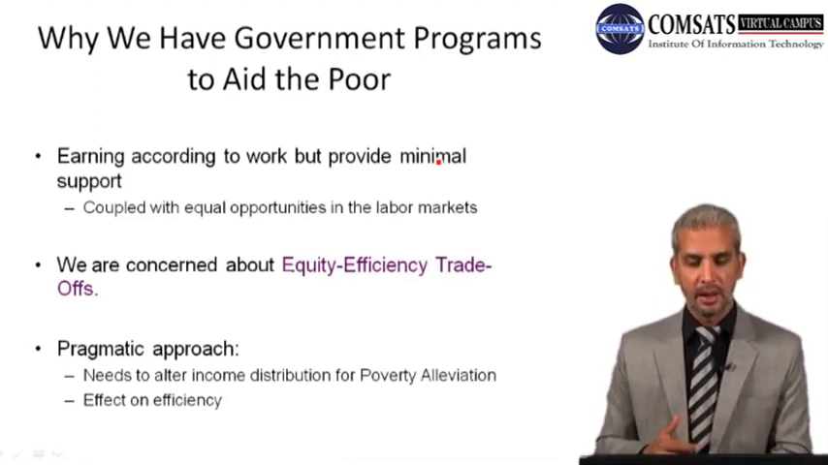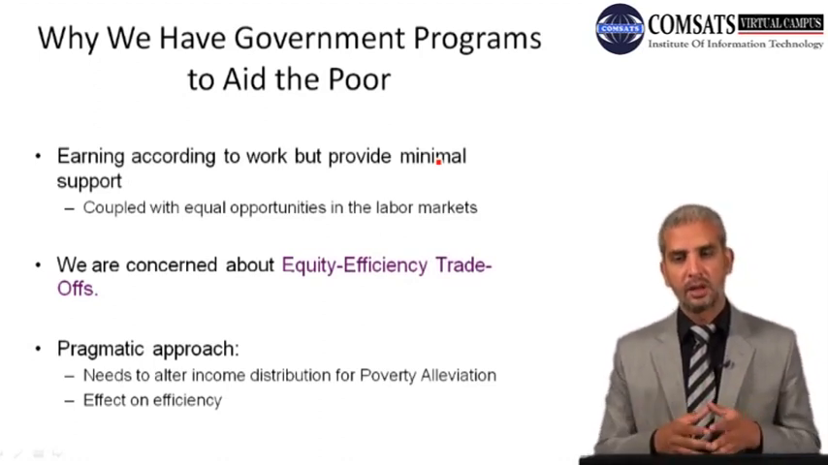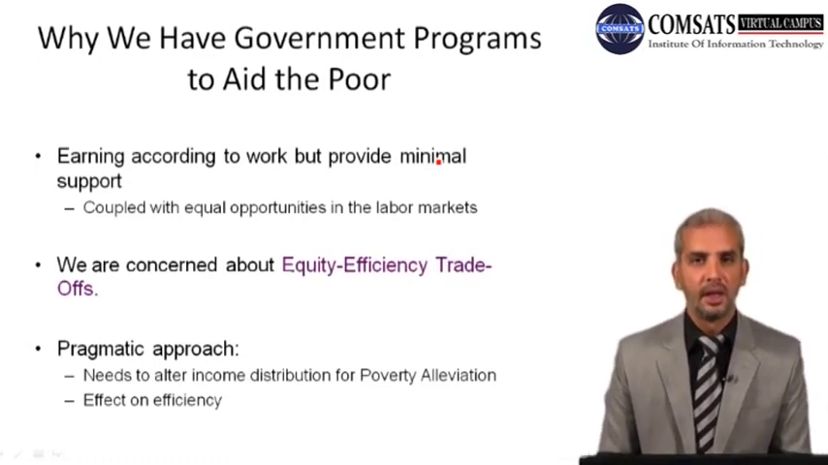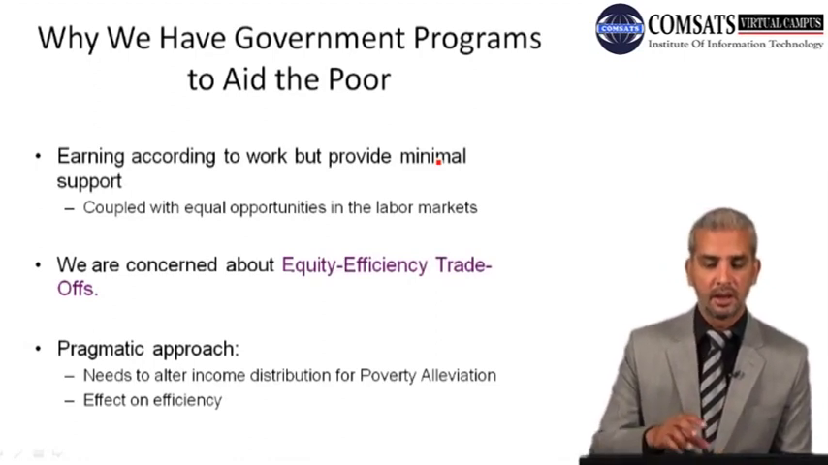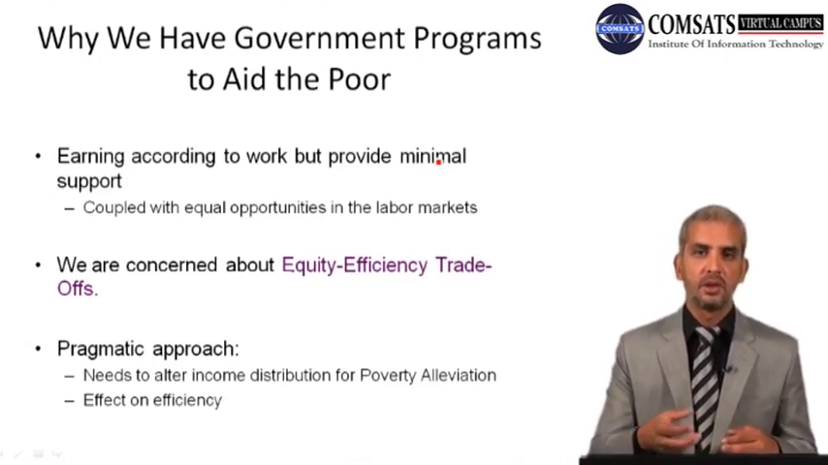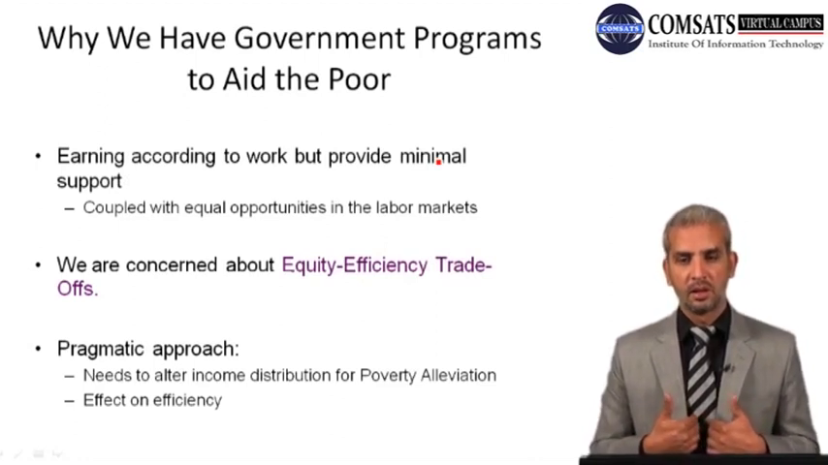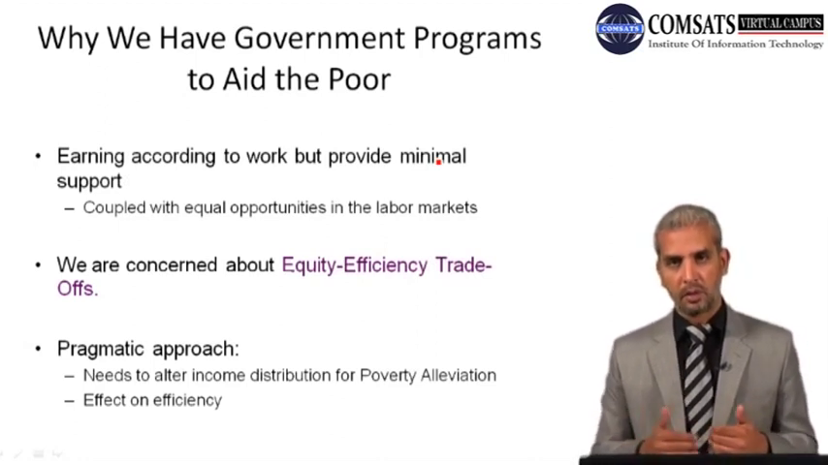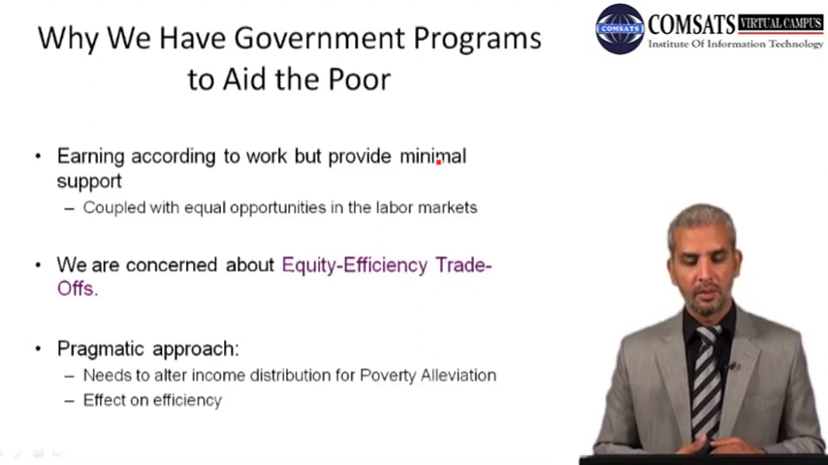Now coming back to the lecture, earning according to work provides minimal support coupled with equal opportunities in the labor markets. When we are discussing government support, if those individuals are not earning enough because of market outcomes, the scenario would be that they might be earning according to the work they are doing, but considering a minimum requirement of a reasonable living standard, the difference should be compensated by the government. There should be no excessive compensation, because excessive compensation would result in inefficiencies in the market, and would also reduce the motivation of those individuals to work and get out of that income support program, because they are getting that income support without any additional effort. So that is the main reason for providing only minimal support.